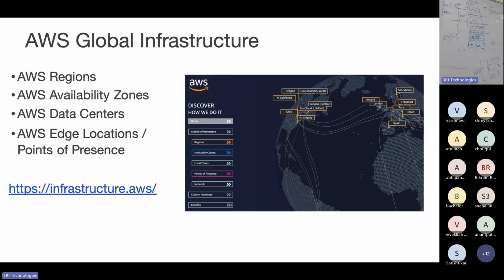Guys on Zoom, any questions? Any doubts? Anything not clear?